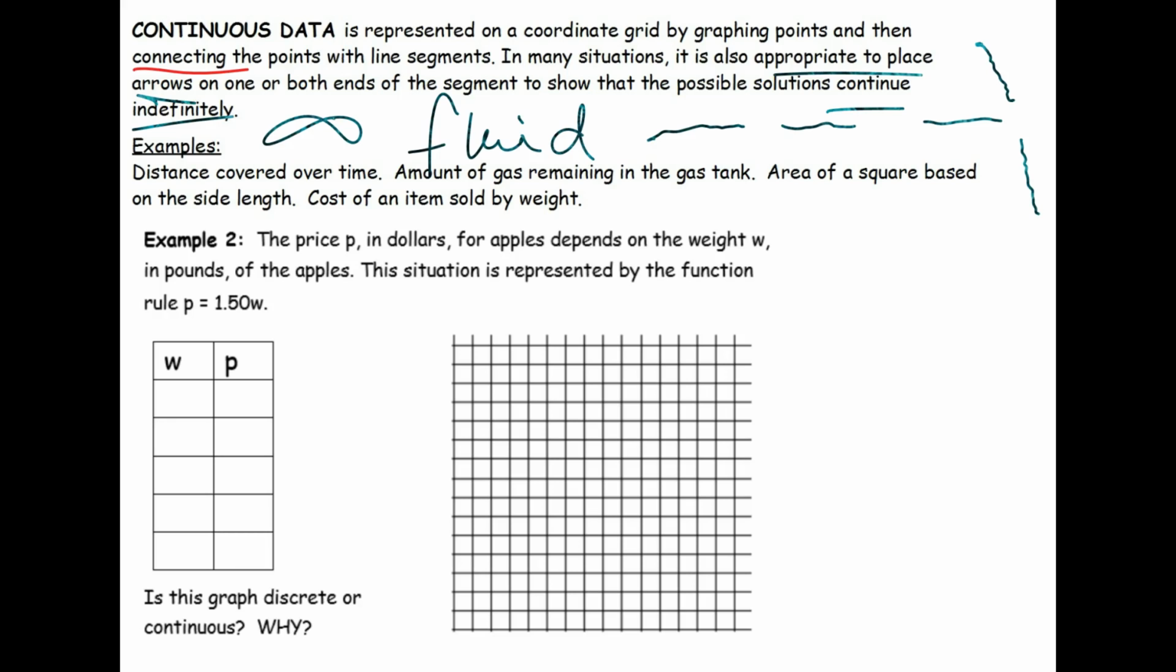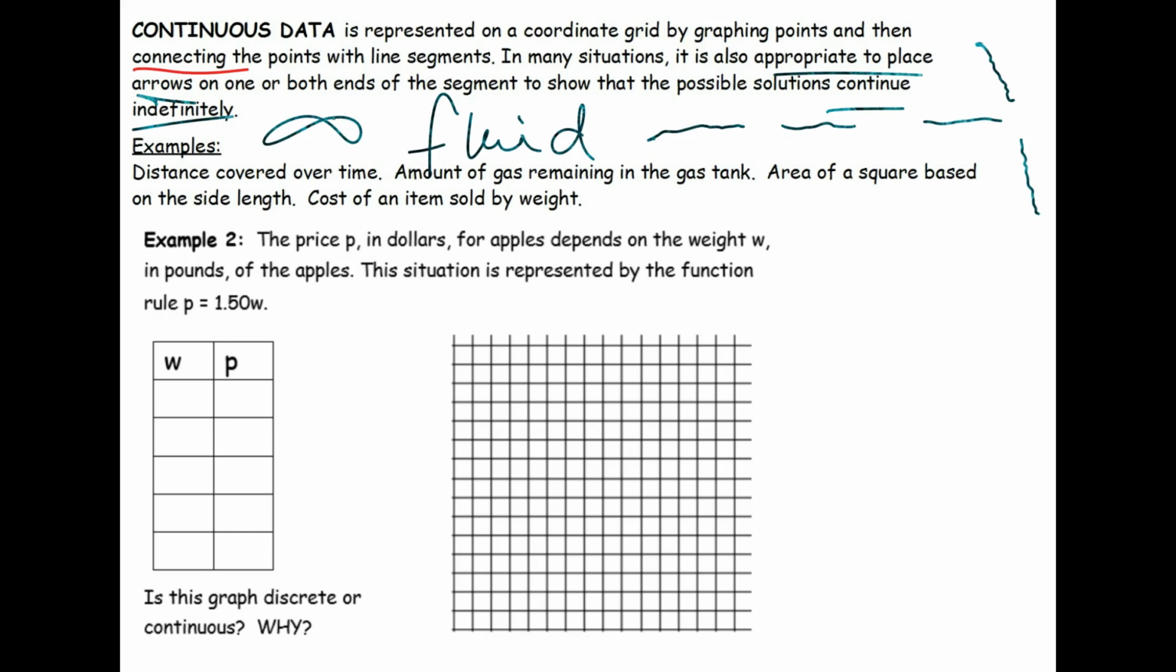All right. So the price P in dollars for apples depends on the weight W in pounds of apples. This situation is represented by the function rule P equals 1.50 W. So when we look at this, we know our domain is W and our range is P. Our input is W. Our output is P.